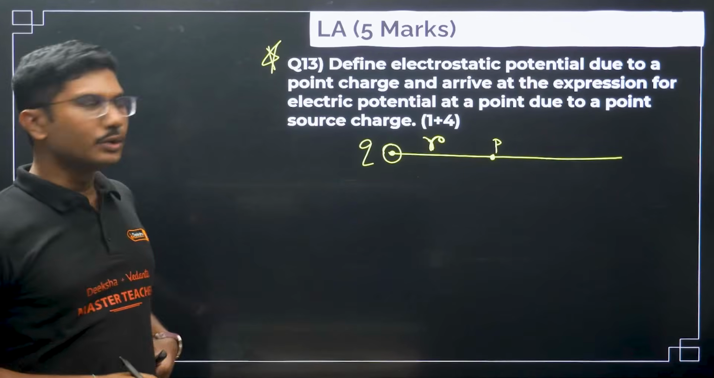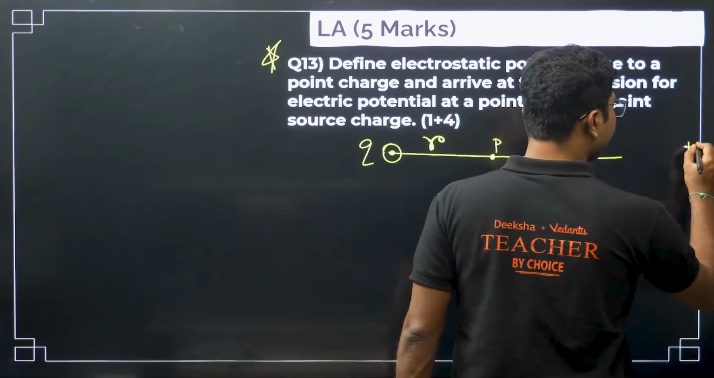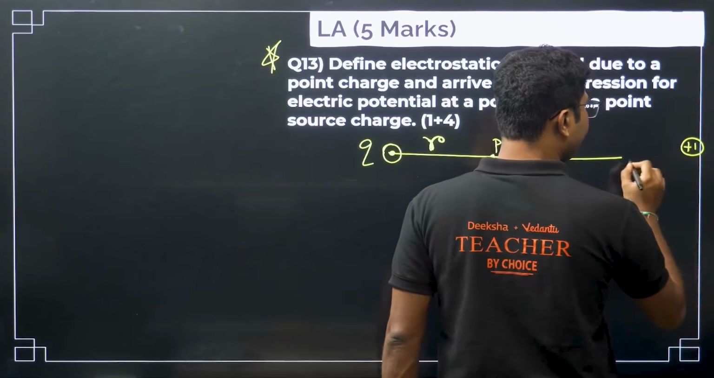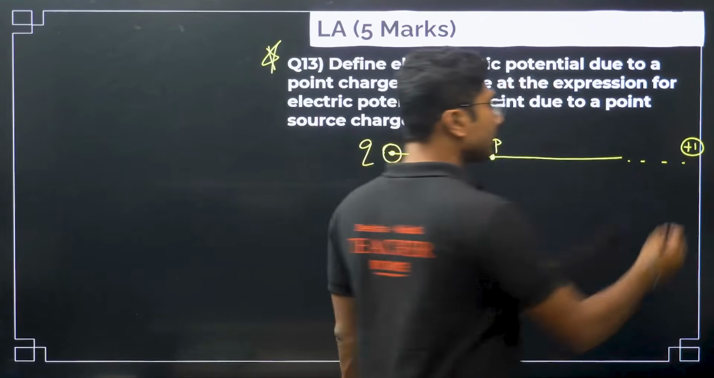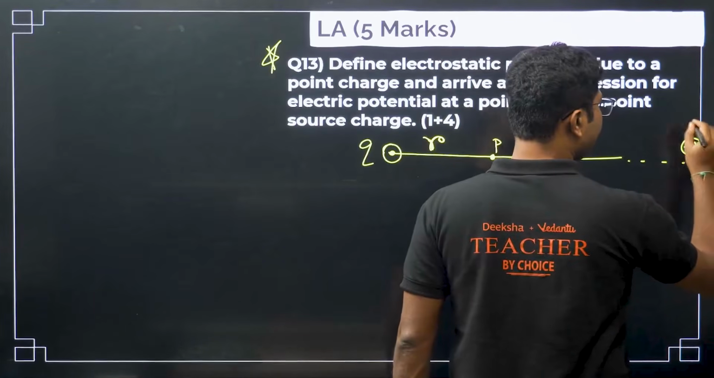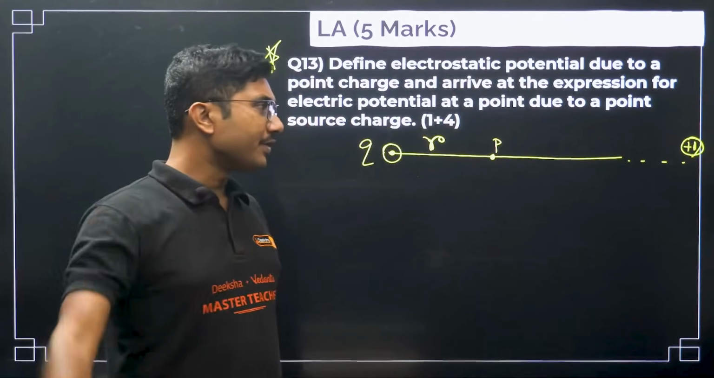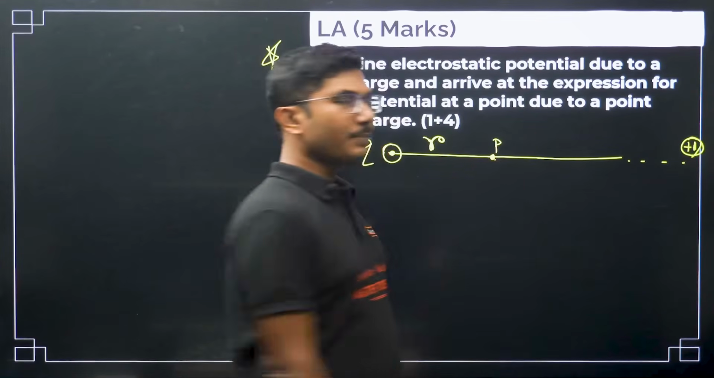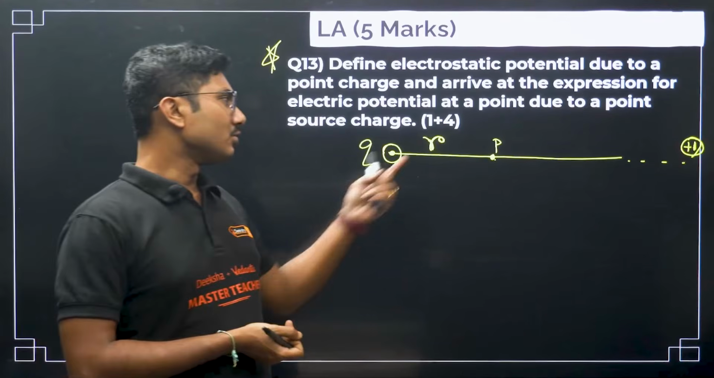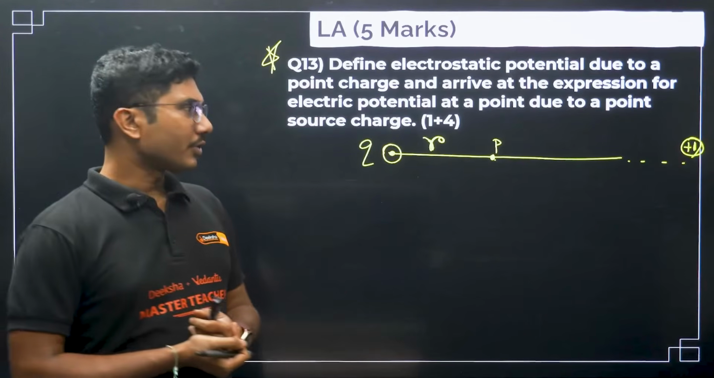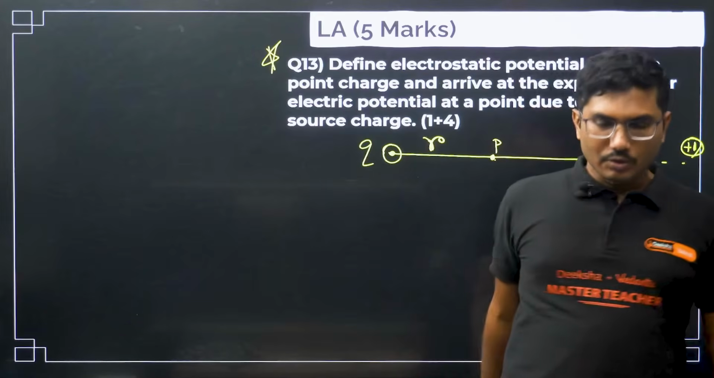Now how to do that? The definition says that to bring a unit positive test charge from infinity, infinity means which is very, very, very far away, right? Unit positive test charge, so the test charge must be +1. So if you bring a unit positive test charge from infinity to this point in space, whatever work you are doing is basically stored as the potential of that point. Now, what is the meaning of infinity? Infinity means which is very, very far.